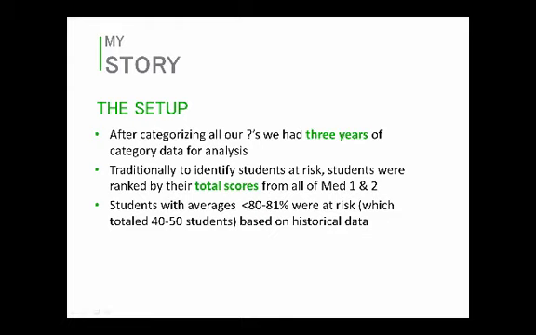So the setup. After we categorized all of our questions, we had 3 years of category data available to us. One of the nice things that we found is we traditionally went back and looked. We had a lot of data available to us because we'd been using ExamSoft for a while. And so if you've been using the system for a while, you can get that past data. But when we traditionally identified students, we used their total scores for Med 1-2. Usually any student with an average of around 80 to 81 and lower were at risk. And that totaled 40 to 50, and in some years even 60 or so students. That was true going back as far as we could look at the results.